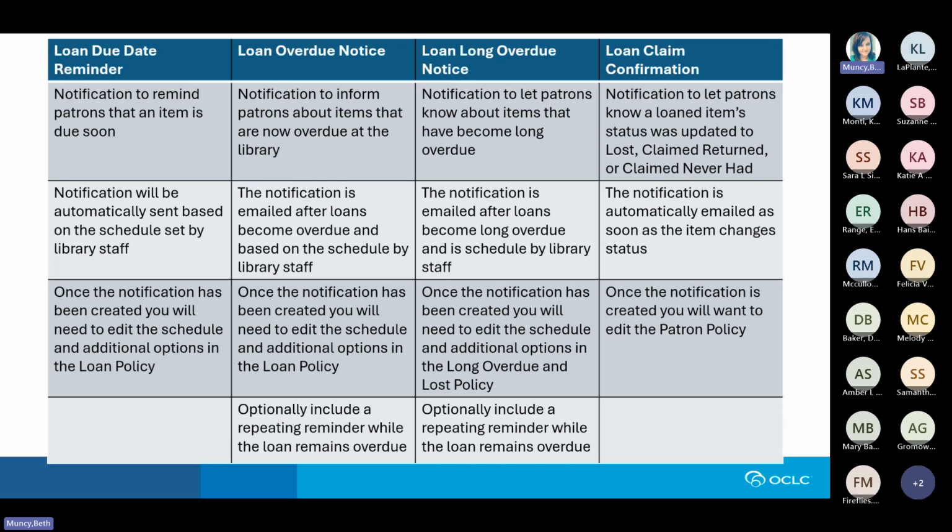Then there's the long overdue notice. So this is essentially when we're going to put the item into long overdue and charge them the replacement cost of it. So this notification lets them know you've had it way too long, whether it's 30, 60, 90 days, or for reserves, a lot shorter than that, or equipment. And it'll go out to the patrons when that item is triggered in the system to become long overdue, and it's based off of the schedule that's on the policy.